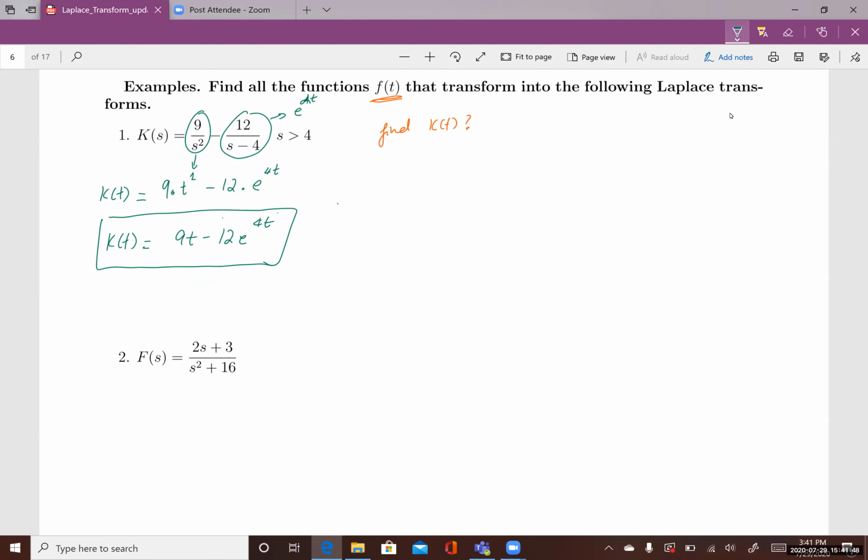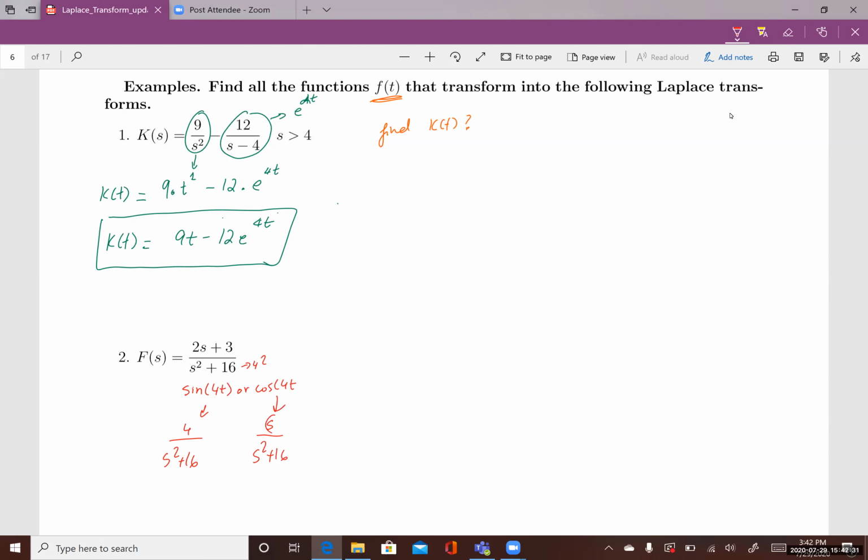For the second example here, you have 2s plus 3 over s squared plus 16. So the s squared plus 16 looks like sine or cosine. 16 is 4 squared. So it's going to be sine 4t or cosine 4t. If it's sine, then you have 4 over s squared plus 16. If it's cosine, then you have s over s squared plus 16.